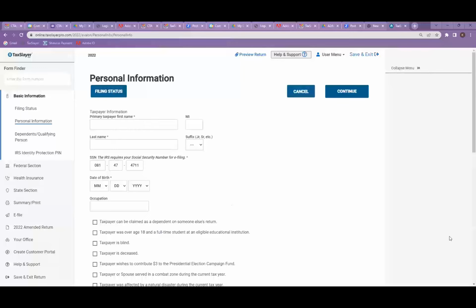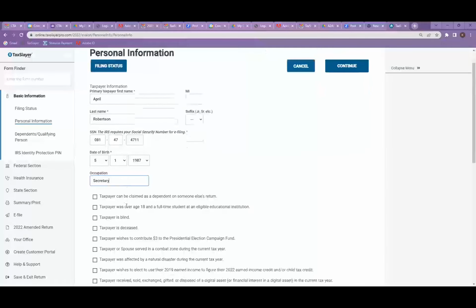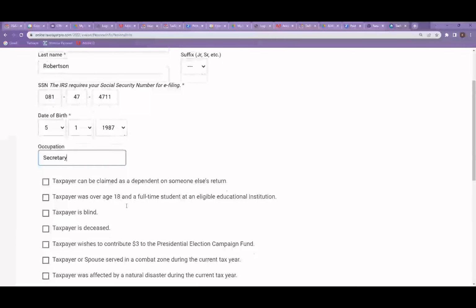I'll type it. Sure. So the taxpayer's information, first name is April. Last name Robertson. That social is right. Her date of birth is 5/1/1987. Occupation secretary. Is it possible to blow up your screen? It's kind of small here. Let's just scroll down. Can you see it? Okay. Yeah, better. Thank you. So scroll down.